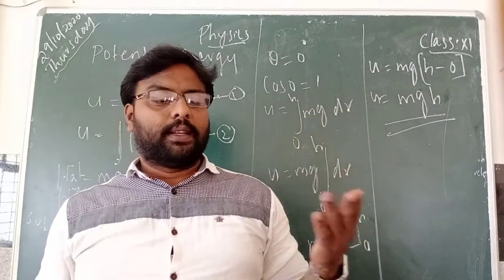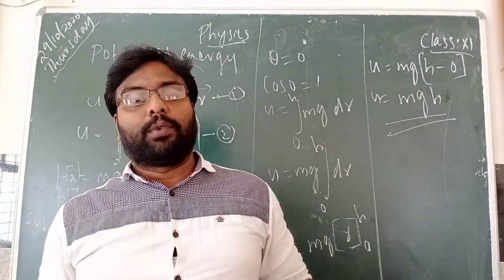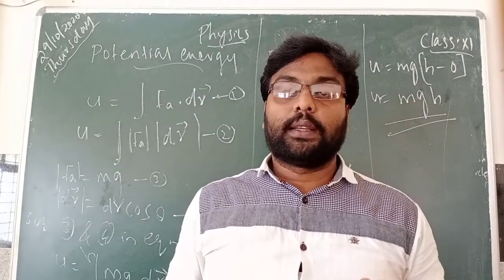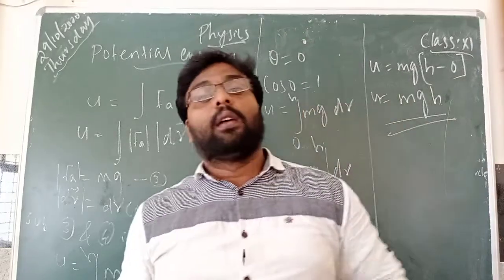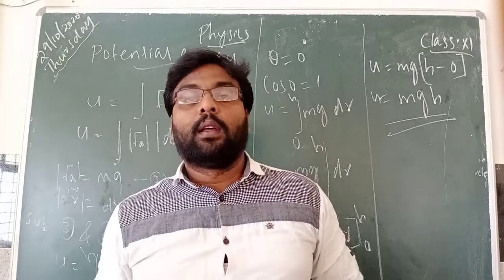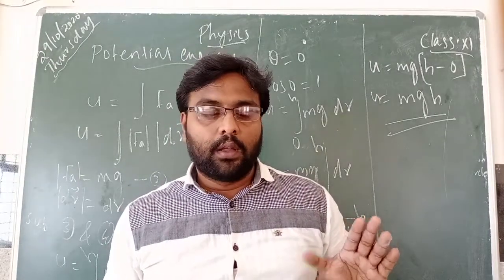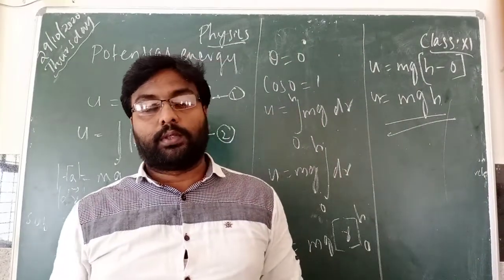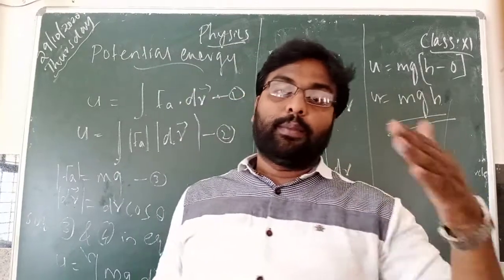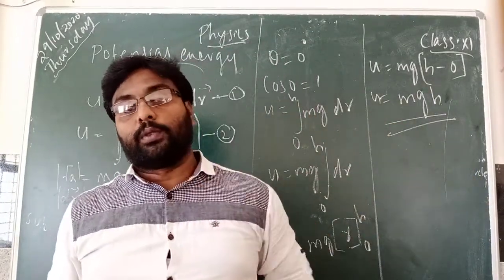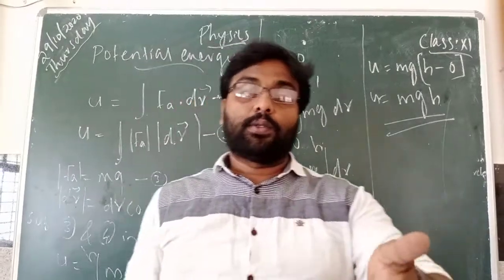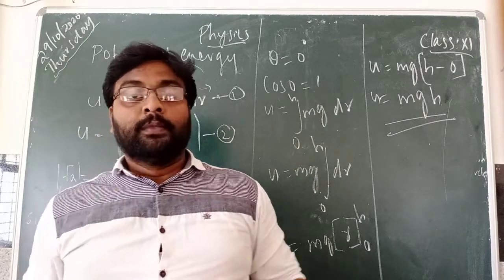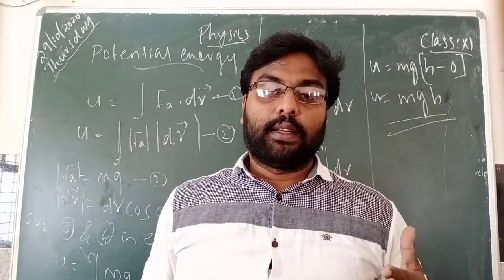The types of potential energy is a separate question, a 3-mark question. What are the types of potential energy? Here given: gravitational potential energy, elastic potential energy, and electrostatic potential energy. Gravitational potential energy means energy possessed by the body due to gravitational force. Elastic potential energy means energy due to spring force. Electrostatic potential energy is due to electrostatic force. So these are the types of potential energy.